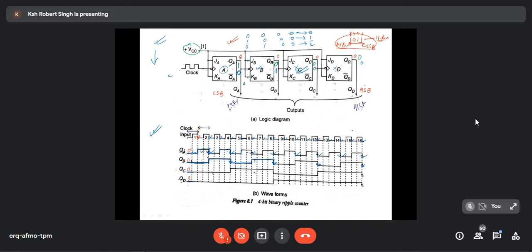So it was 0. Now will it change? No, it will not change. Why? Because the trigger has not come. Now the trigger is here. So the trigger has come at this time, so it will toggle from 0 to 1.